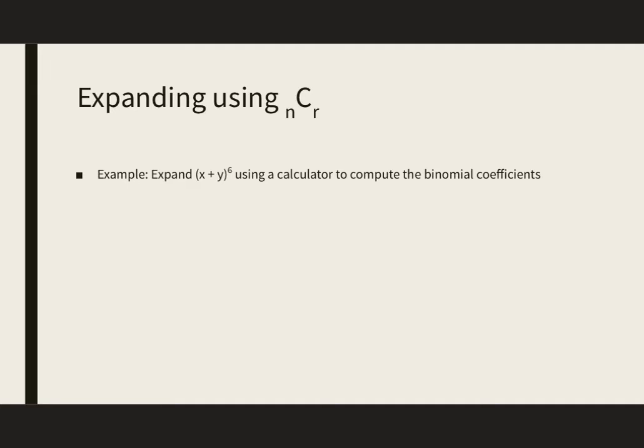Expanding using nCr is just like using Pascal's triangle, just without the visual. In this case, we could go right to your calculator and type the number 6 and go to the math function, or shortcut if you find it, for n choose r. And then we could type in the braces along with 0 up until 6 using commas. When we do that, we get a list of 7 numbers. Again, it's 7 because it's raised to the 6th power, so there are 7 coefficients. And those coefficients are 1, 6, 15, 20, 15, 6, and 1.